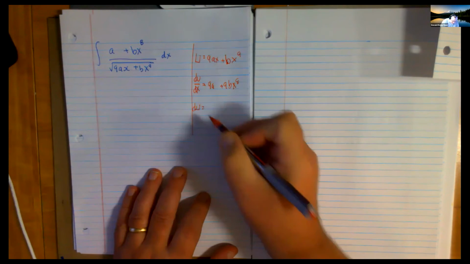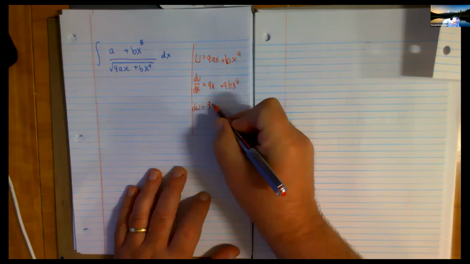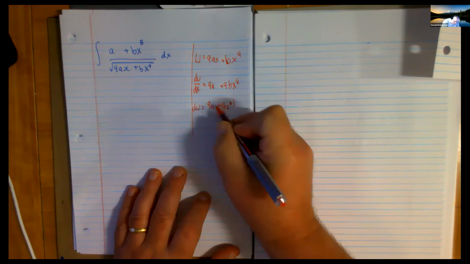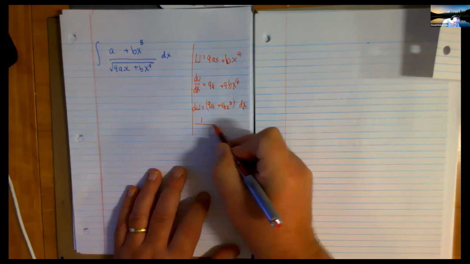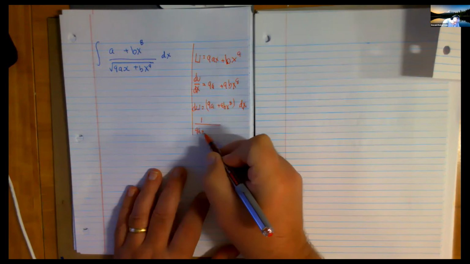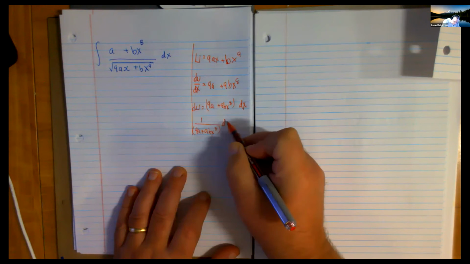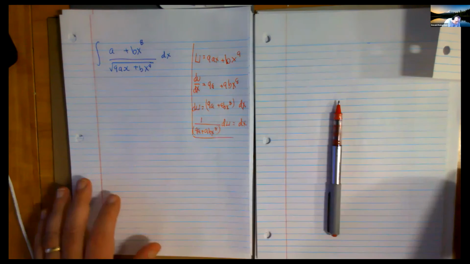Crossover is going to be this plus this, dx, and then divide by that guy to isolate the dx. Now let's see what the switchover looks like.